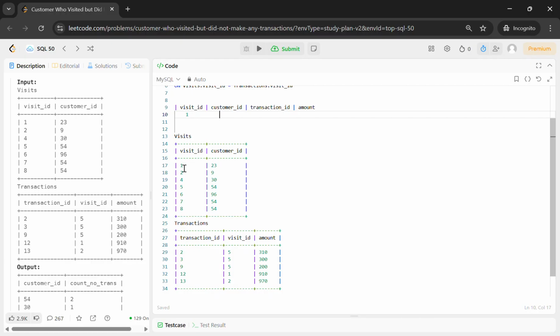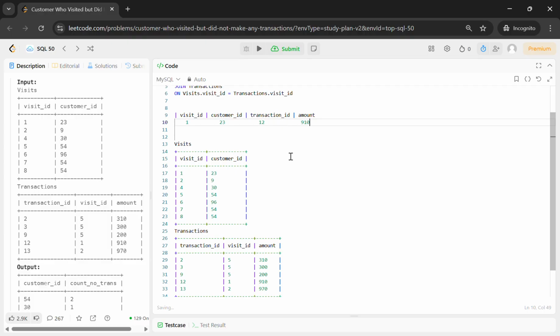Customer ID, what is the customer ID for 1? 23. Transaction ID for 1, what is the transaction ID? 12. And what is the amount? 910. So like this, for each ID which matches, we will get values.